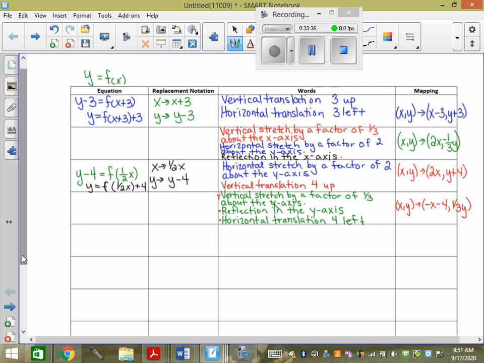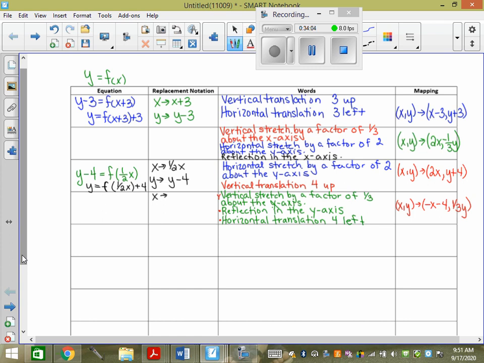My replacement notation, I'm going to do x gets replaced with... now this is going to be your trick. You need to have a 1 in front of the x in order for the translation to be correct. And this is where I get you guys messed up. Mapping, you literally have no brackets in there, right? It's just negative x minus 4 and 1/3 y. We agree?